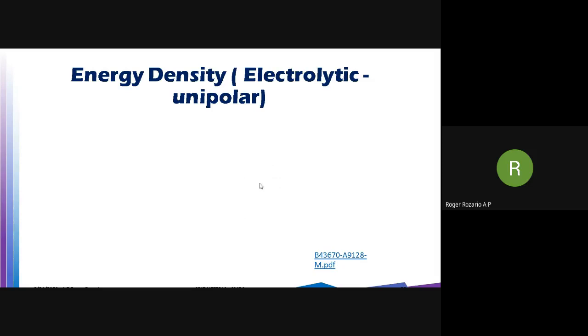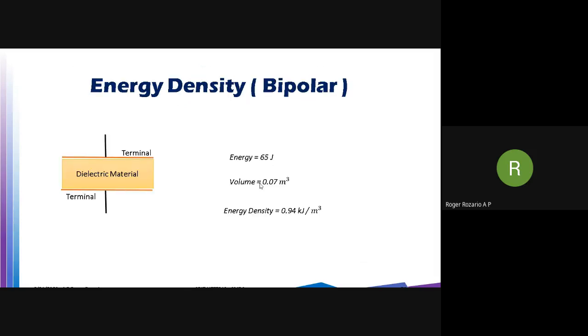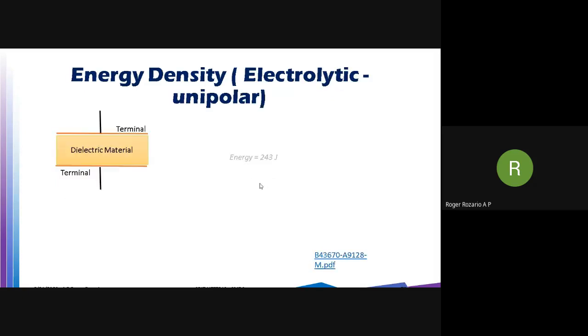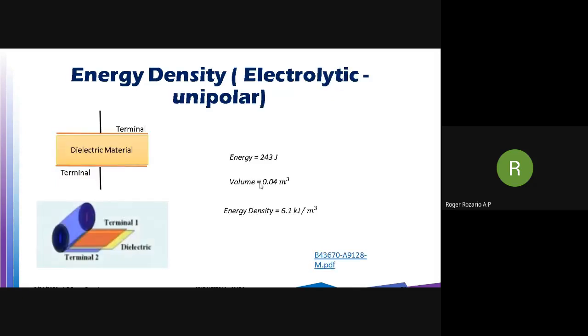Previously, how much was it? Previously, it was only 0.9. For bipolar type capacitors, the energy density is very less, almost only 1 kilojoule per meter cube. If you go for unipolar electrolytic capacitors, the energy density is 6.1 kilojoules per meter cube. So if you want to store more energy, always choose electrolytic type capacitors which are unipolar in nature.